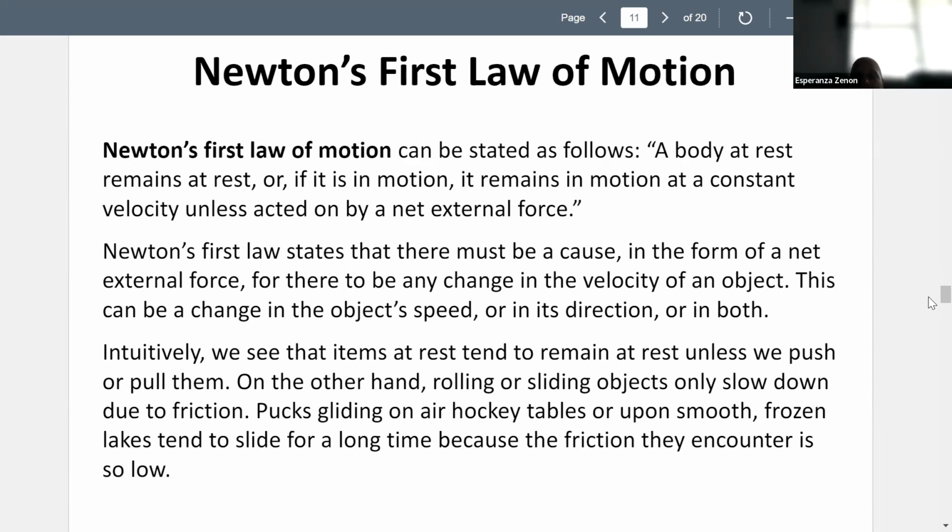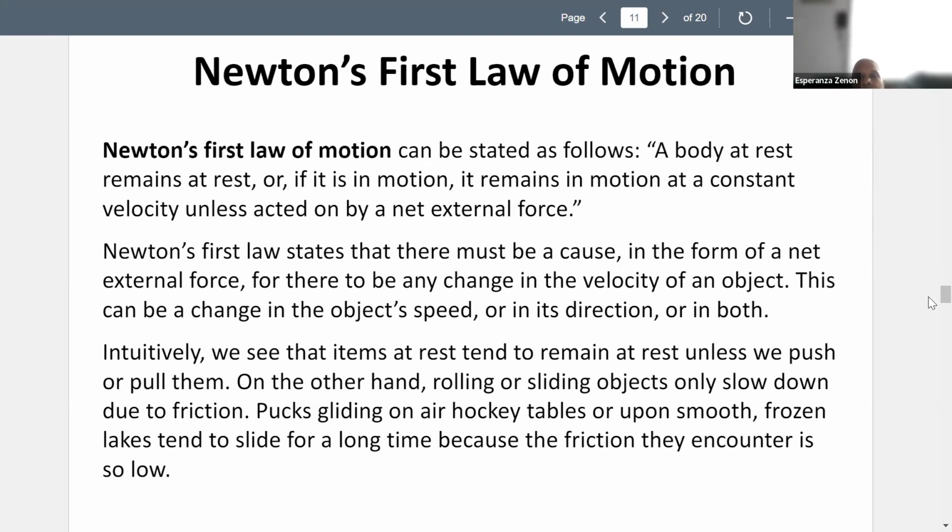But that's not all that Newton's first law says. It says, or if an object is in motion, it will remain in motion at a constant velocity unless acted upon by net external force. So let me read that a little bit differently. If an object is moving, it will continue moving at the same velocity unless acted upon by an unbalanced force. So basically what Newton's first law is saying is that whatever the object is doing, it wants to keep doing that. How do you change what it's doing? An unbalanced force or a net external force.